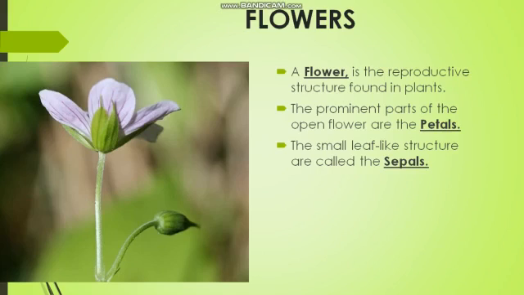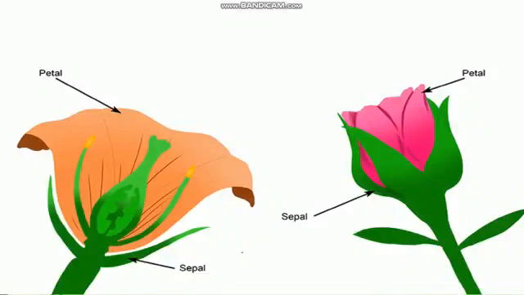The prominent parts of the open flower are the petals. The most important part of the flower is the petals because they increase the attractiveness of the flower. The small leaf-like structures are called the sepals. As you can see in this picture, this purple part is known as petals, whereas this green part present at the bottom of the petal is known as sepals.